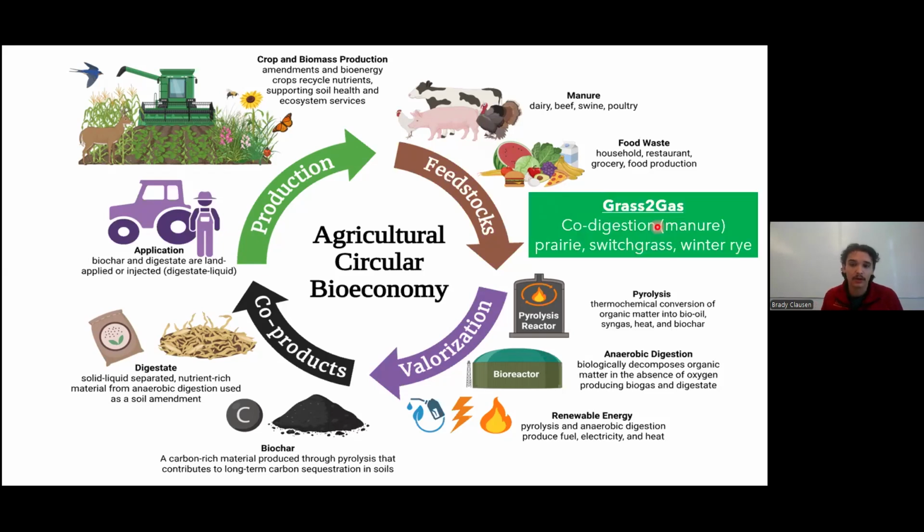Now, specifically, the project I work on is called Grass to Gas, and we are focused on the co-digestion of prairie switchgrass and winter rye with essentially beef cow manure, but we look at all manures across the board from different feedstocks. And so essentially we look at this idea of, okay, let's take these products and put them into two industrial pathways that valorize these products.